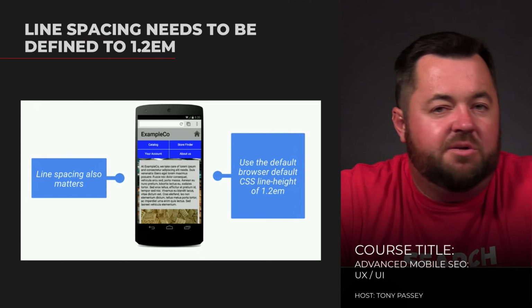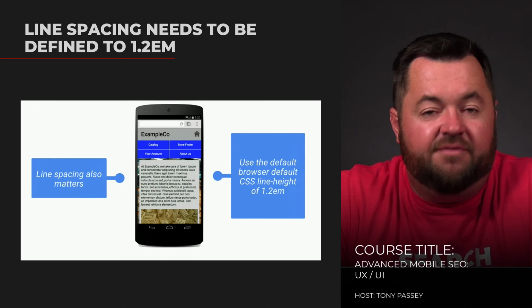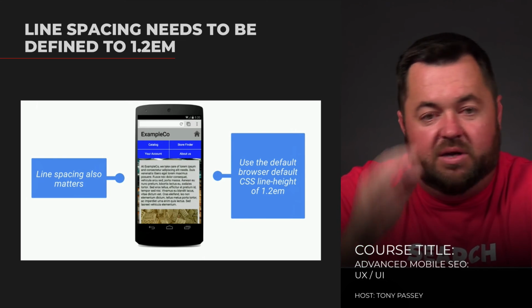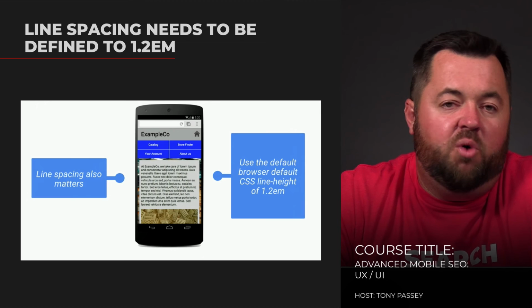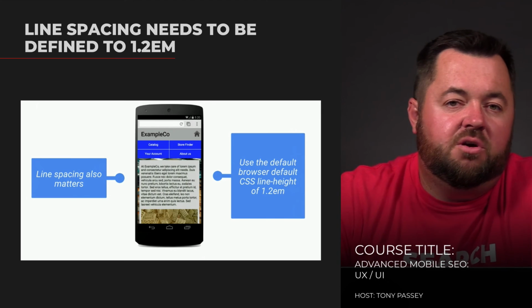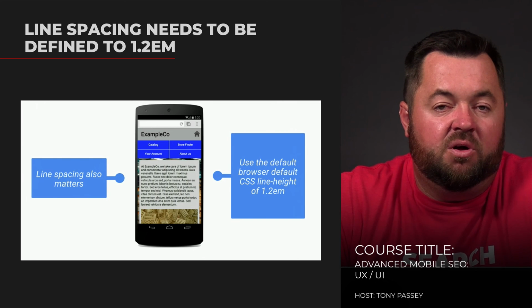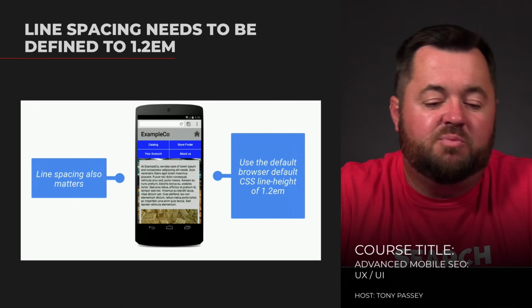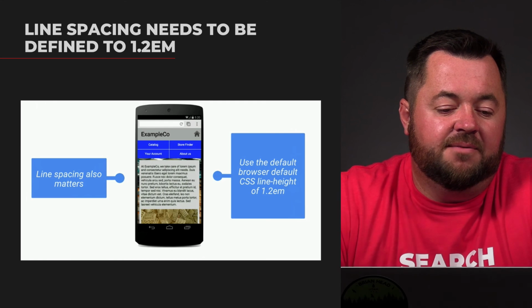So spacing also matters. You can't just have large font, you have to space them out so the human eye can read through it. And so the 1.2 EMs is enough line spacing that you can make a 16-point font legible. Now, if you go to a much larger font, you probably want to have more line spacing in there.